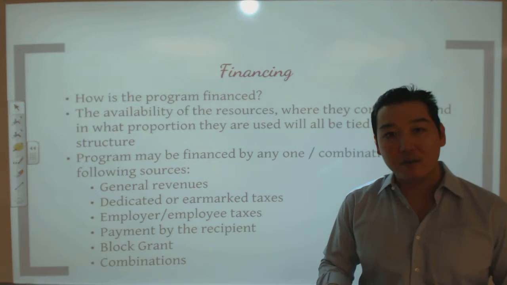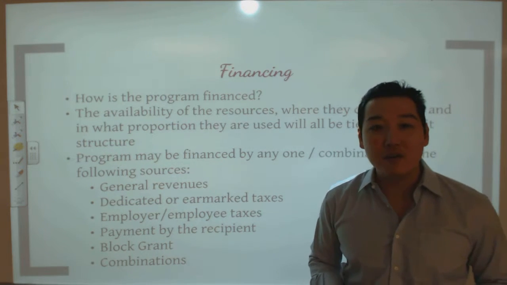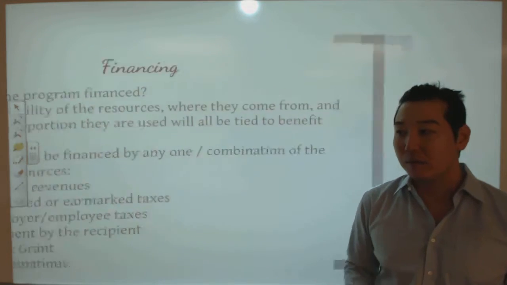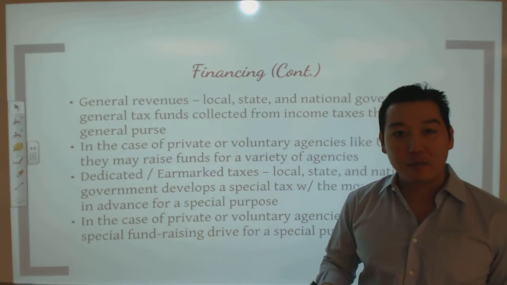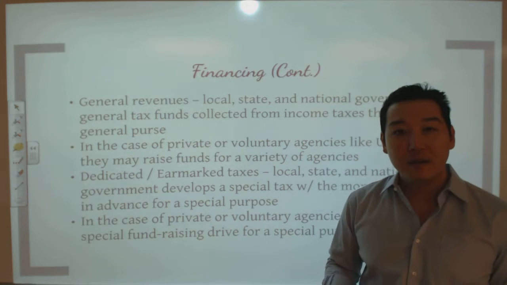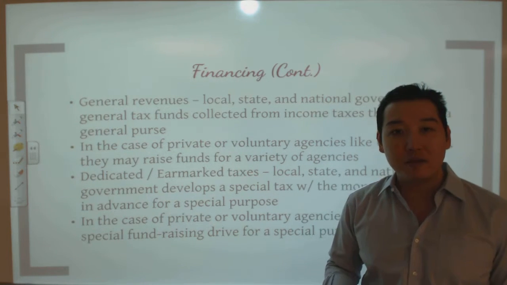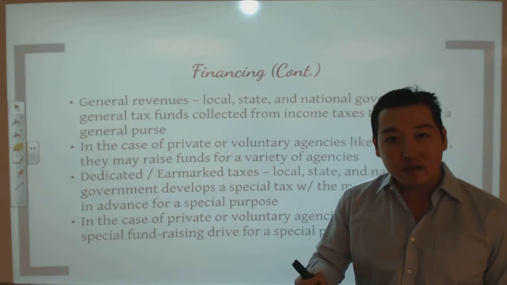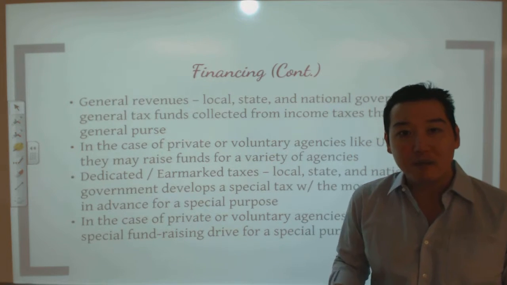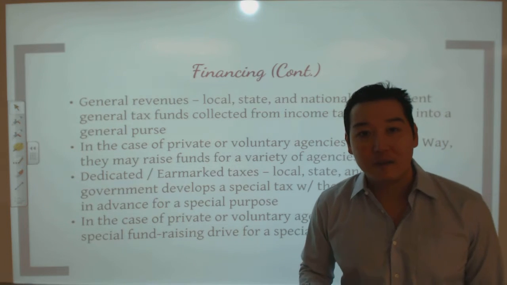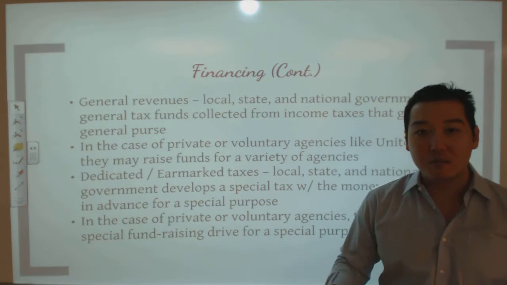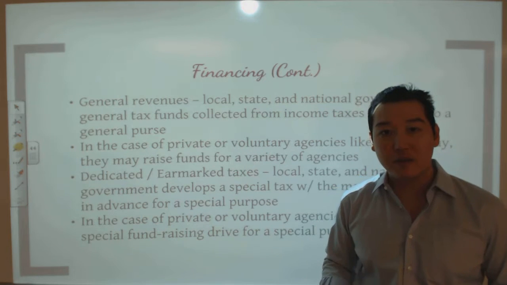There might be some sort of block grant funding involved, or maybe a combination of any of these different mechanisms. So briefly, we've noted some of these before, but in the way of general revenue funding, just make note that this is something that doesn't necessarily apply just to government entities, but this is a term that might apply to private entities or nonprofit agencies. So a nonprofit agency may have some sort of general revenue funding stream in place.